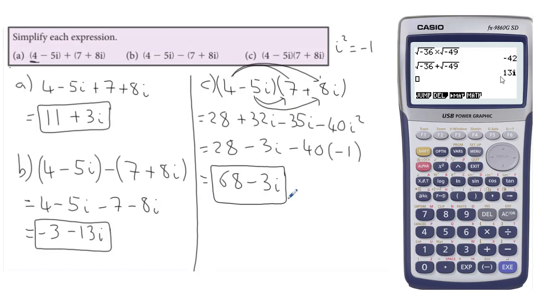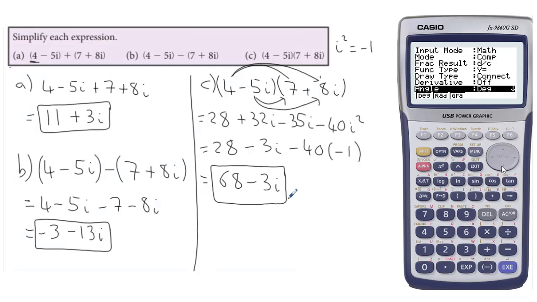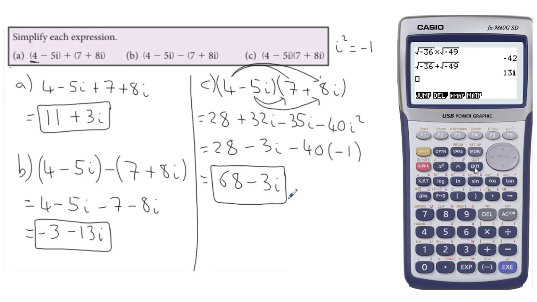Just to show you how you can do this on your calculator, you need to make sure that you are in a complex mode. So on the setup, go down a bit, make sure you're in complex mode, as in a plus bi. The default would be real. You just need to make sure it says a plus bi. So if we do part A, we should be able to type in exactly as it looks. So you have 4 minus 5i. You can see an i just down here, so shift i. Plus 7 plus 8i. So that gives us 11 plus 3i.